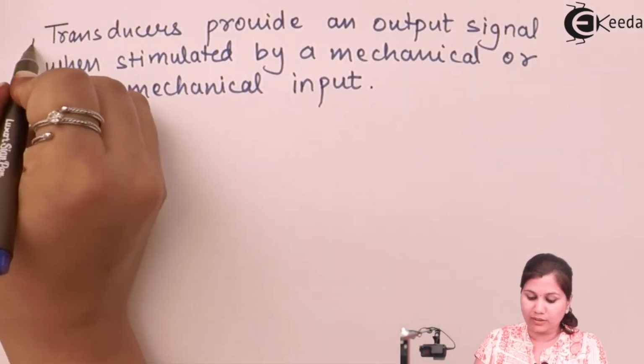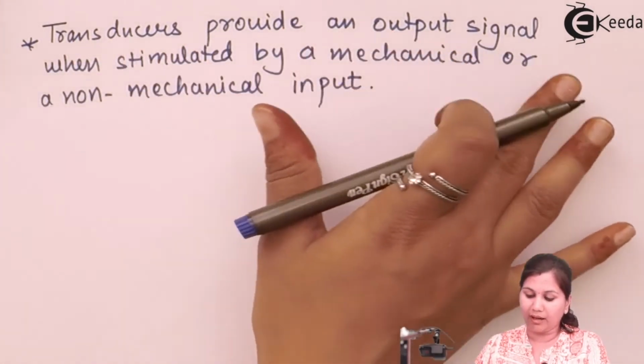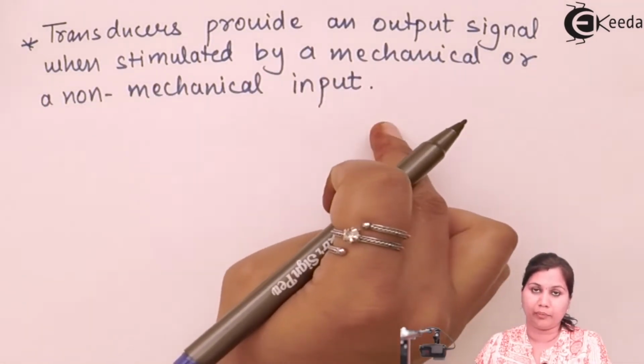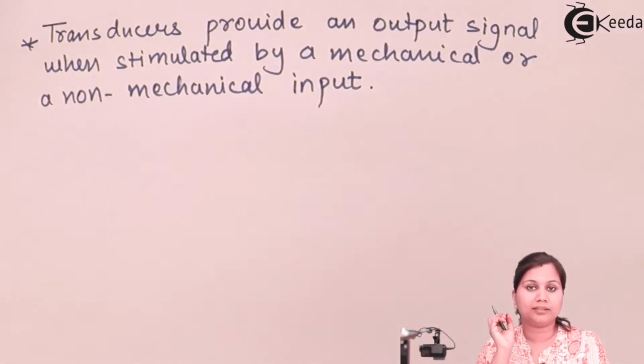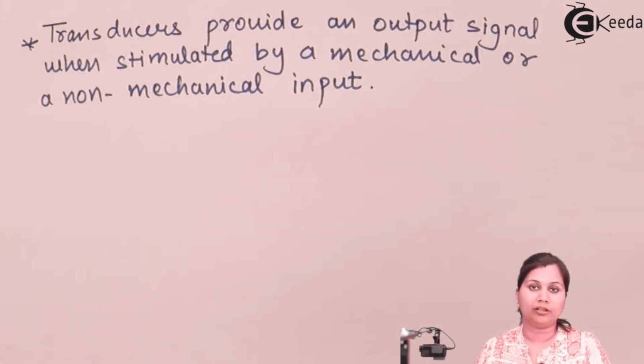So in all these cases, whenever the transducer is converting the energies, the transducer is going to provide an output signal whenever it is stimulated by a mechanical or non-mechanical input. It is not necessary that the non-electrical quantity is always a mechanical quantity. It can be acoustic or any other form. It can be a pressure, force, heat, light, anything. So any non-mechanical or mechanical input will be converted into an electrical output.